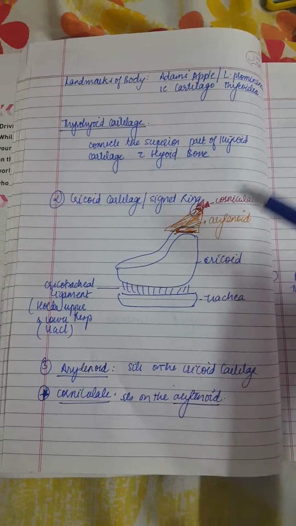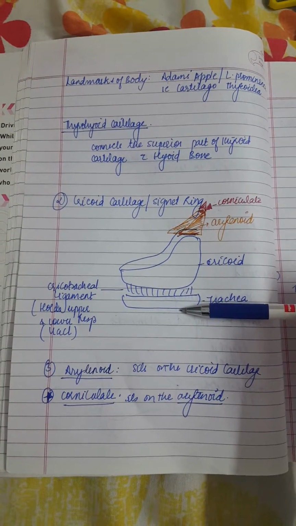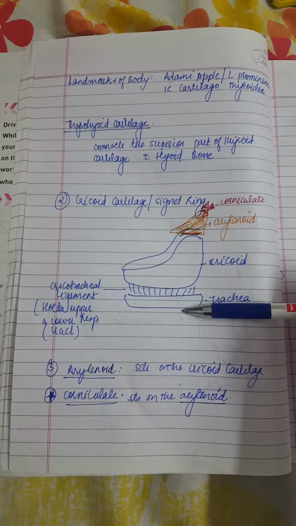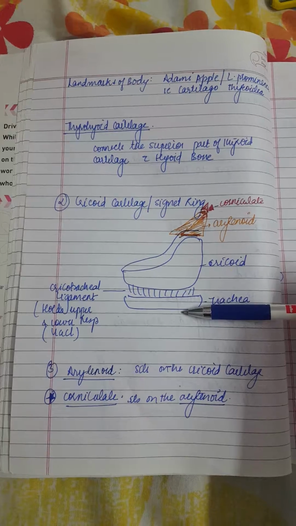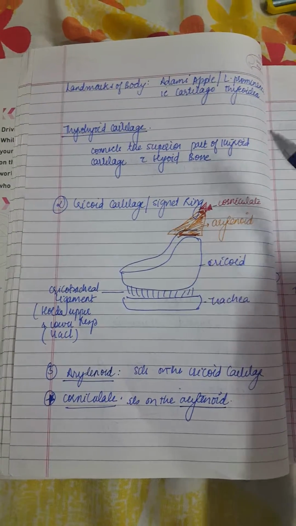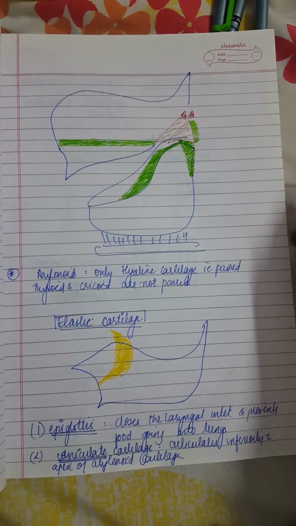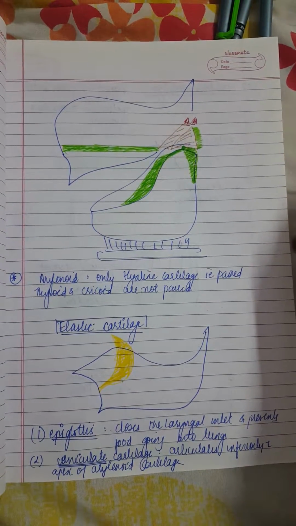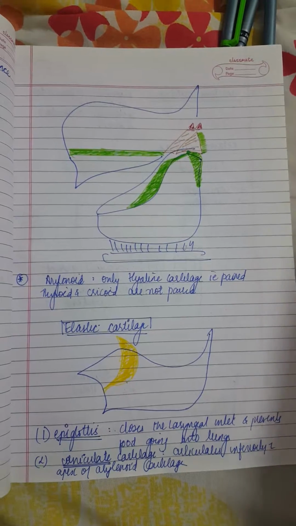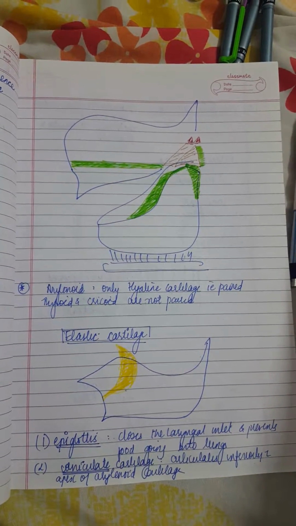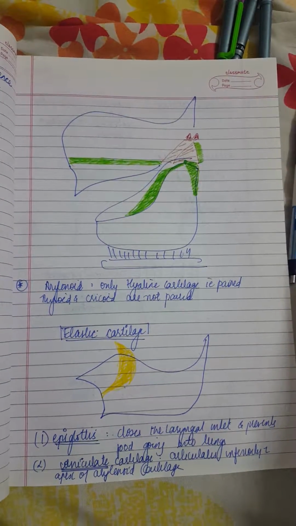Between the cricoid, that is here, and the trachea, that is the cricotracheal ligament, which holds the upper and the lower respiratory tract together. These lines I have made the cricotracheal ligament. So arytenoid is the only hyaline cartilage that is paired, and thyroid and cricoid are not paired. So we read about the 3 hyaline cartilages, that is cricoid and thyroid and arytenoid.